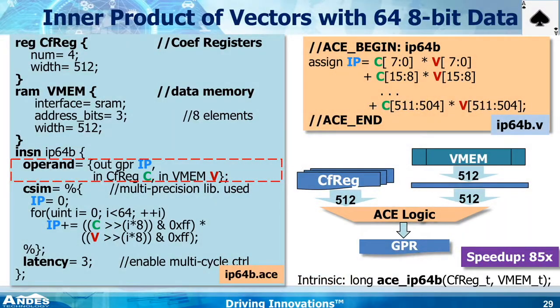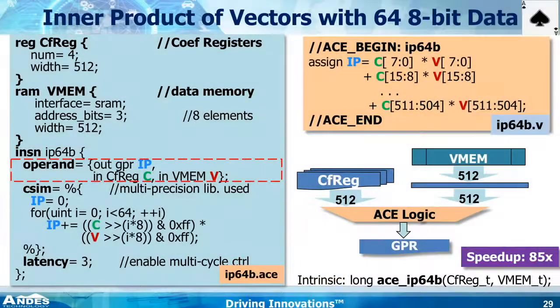So we define something called a coefficient register on the left-hand side. It has 4 entries, and the width is 512 bits. And the other one keeps changing in the inner loop. We call that a vector, also 512 bits. So ignore the other one. You want to do the inner product of this 512 bits, which is 64 of 8-bit data.